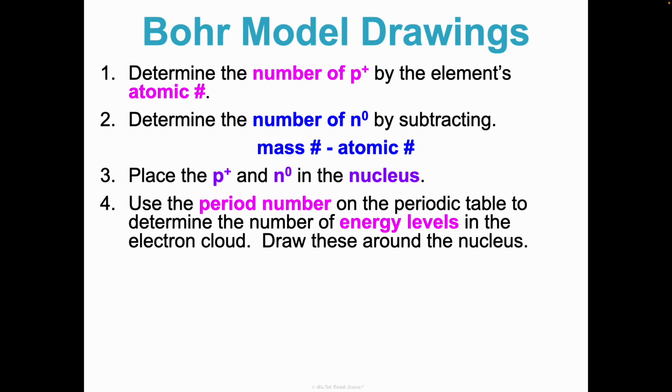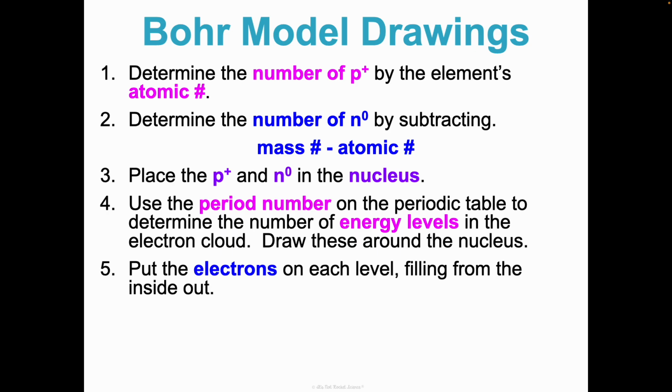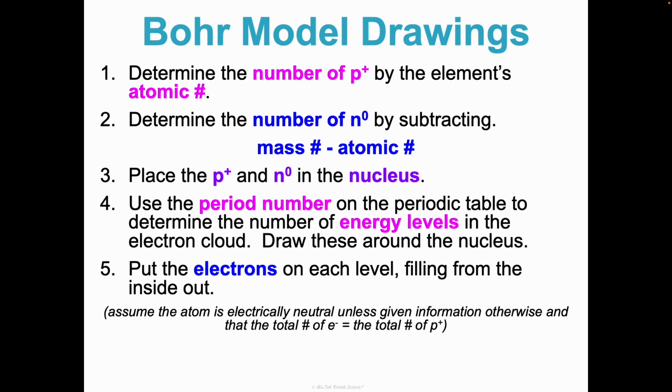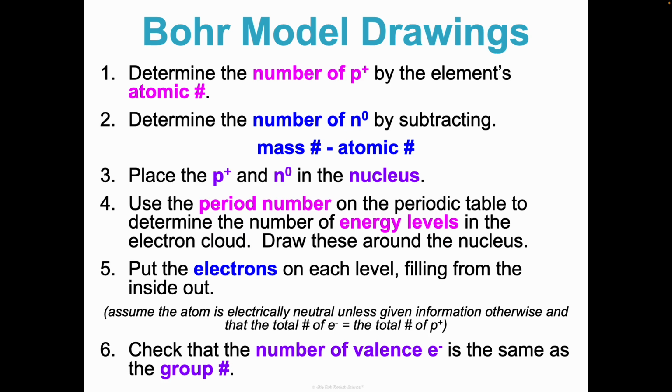So you'll draw those. Then you're going to fill in electrons on each level, and you always work from the inside out. So we'll put 2 on the first level, then 8, etc. We're going to assume the atom is electrically neutral, meaning that it has the same number of total electrons as total protons, unless given information otherwise, unless we're told it's an ion. Then when you finish, to see if you did it right, because number 5 is the hardest part, you'll count your number of valence electrons in that outermost energy level, and you'll double check to make sure it's the same as the group number that the element's in on the periodic table. And if it is, you'll know that you probably did it right.